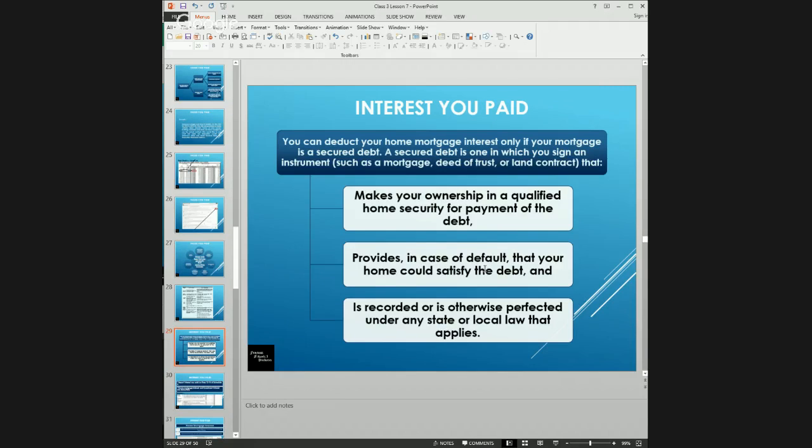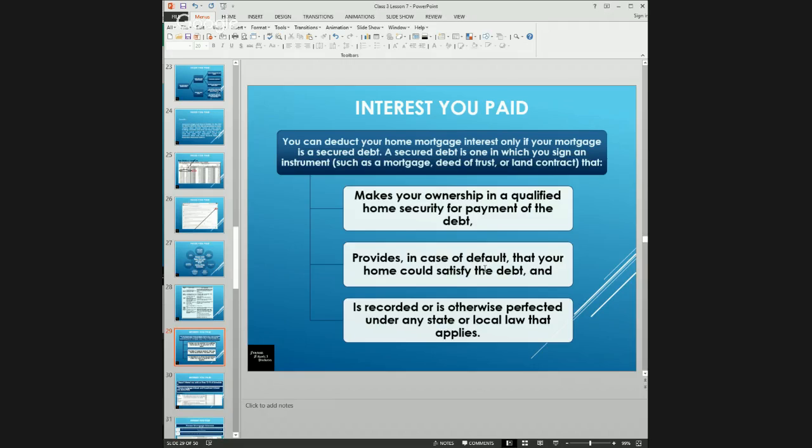Any interest that you paid, you can deduct your home mortgage interest only if your mortgage is a secured debt. A secured debt is one in which you sign an instrument such as a mortgage or deed of trust that, number one, makes your ownership in a qualified home security for payment of the debt, so they can actually foreclose on your home if it's not repaid. Second, it provides, in the case of a default, that your home could satisfy the debt. And third, it's recorded or is otherwise perfected under a state or local law that applies.